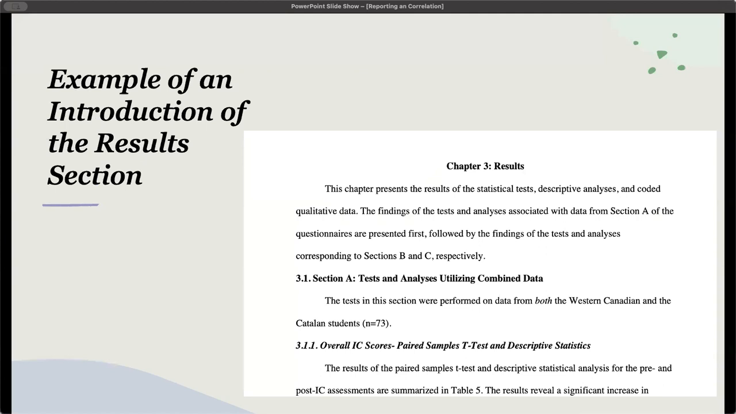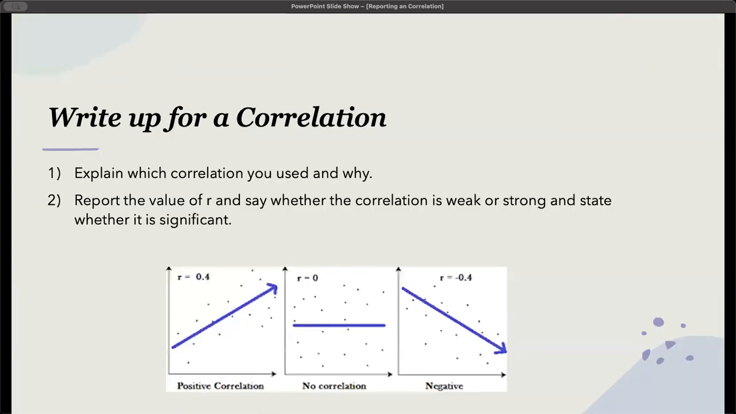Okay, so for the results section, this is an example of the results section in a thesis. In the first paragraph, this student set up the reader for how the results are going to be presented. First we're going to lead to section A and then section B and C respectively, so we can see the different subheadings here. Just make sure that we have it organized. The introductory paragraph sets the reader up so they know what to expect.